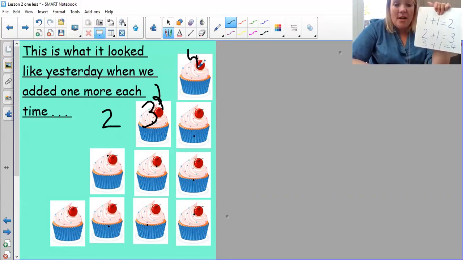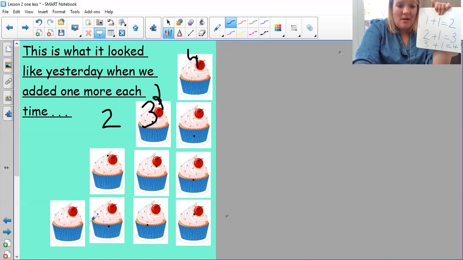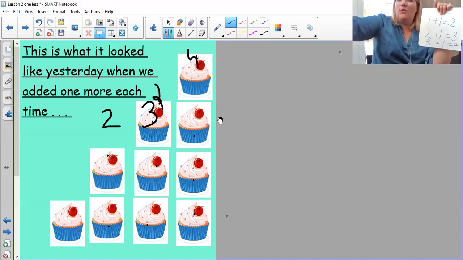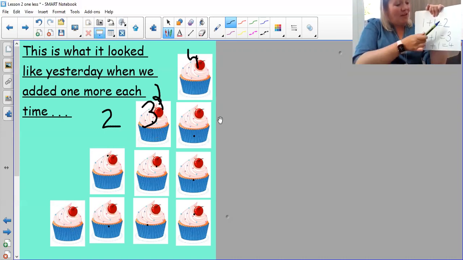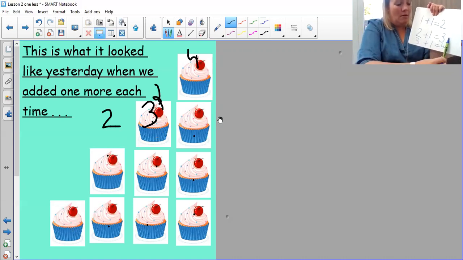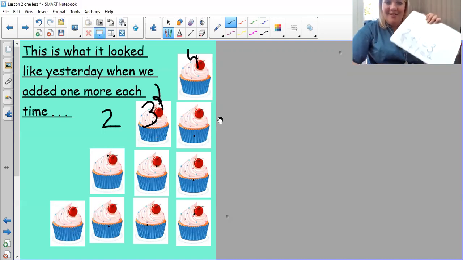And actually, we noticed that when we look at our cakes, when we added 1 more each time, the picture got bigger, and that happened with the number. 1 add 1 is 2. 2 add 1 is 3. 3 add 1 is 4. So my answers got bigger each time. 2, 3, and 4. Fantastic.